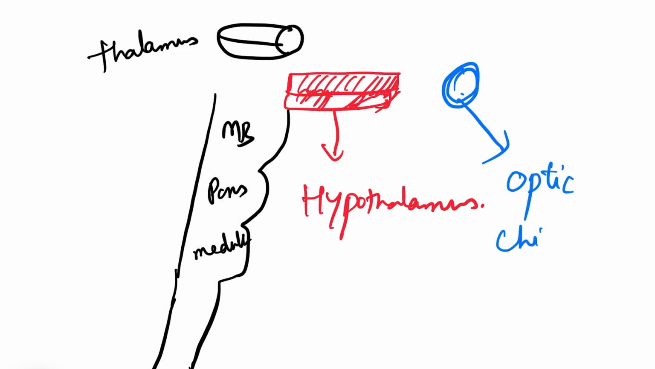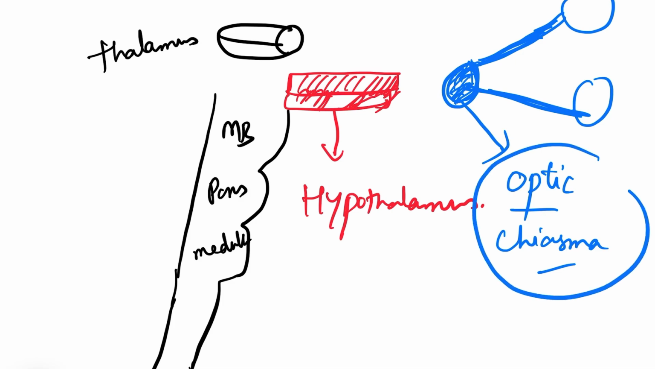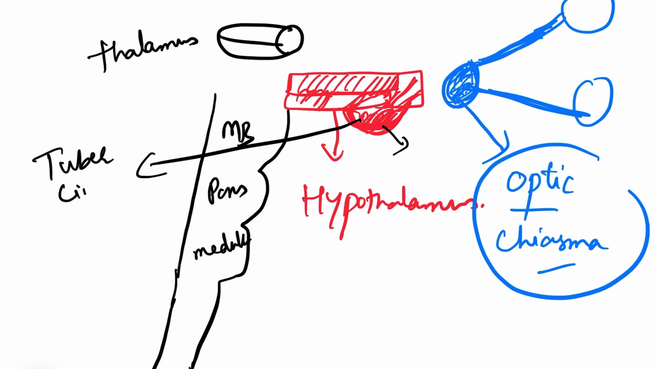You will come across this structure while studying the visual pathway. There are two eyes, and posterior to the eyes there are the optic nerves. The right and left optic nerves intersect at one structure, and that structure of intersection is known as the optic chiasma. You can find the optic chiasma in front of the hypothalamus, which is a mass of gray matter. On its inferior surface there is a swelling, which I am drawing, and this swelling is known as the tuber cinereum.